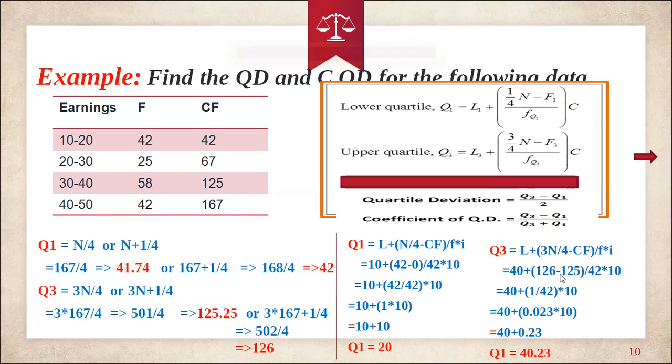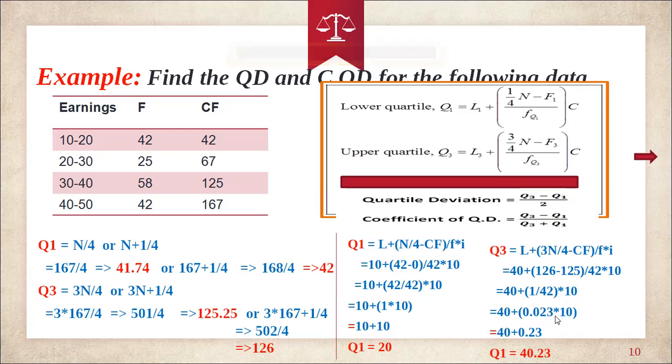Nothing but 126 minus 125 divided by small f. Small f here is also 42. Here also 42. Don't confuse. Here 42, here 42. The interval is 10. So it is 40 plus 126 minus 125, how much? 1. Divided by 42 into 10. Then 40 you can take as it is plus 1 by 42.